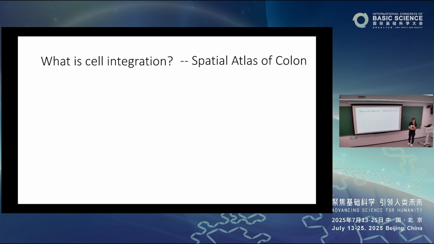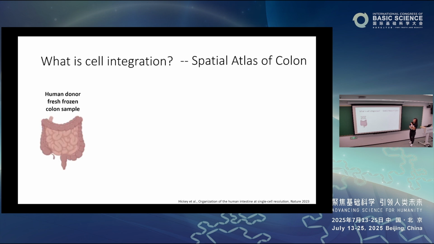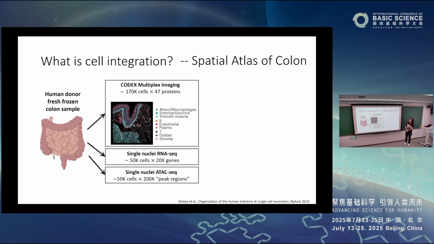I'm going to show you two examples of single cell studies to illustrate what we mean by integration. In this first study, we're looking at human colon. The goal of this study is to form an atlas of the human colon. What that means is they take fresh frozen human colon and they did 3 experiments on it: CODEX imaging, single nuclear RNA-seq, and single nuclear ATAC-seq.